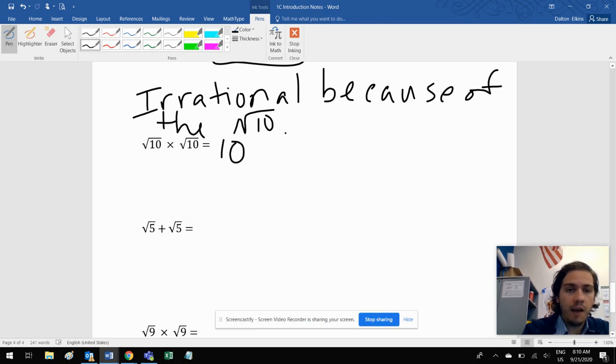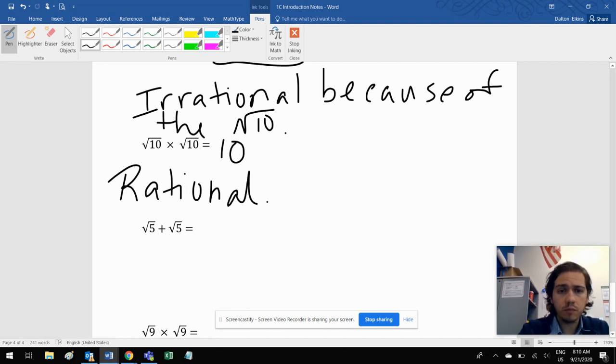And this is rational. It's rational because it's just 10, right? It's just a regular whole number. It can be expressed as a ratio, 10 over 1 or 100 over 10. You know, any number that doesn't have a root in it is rational.